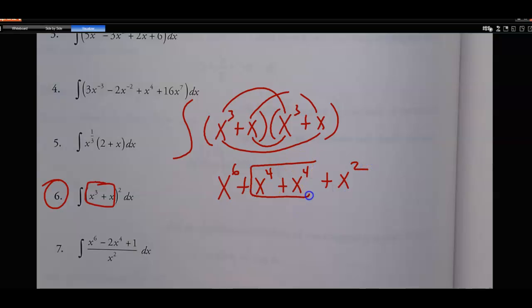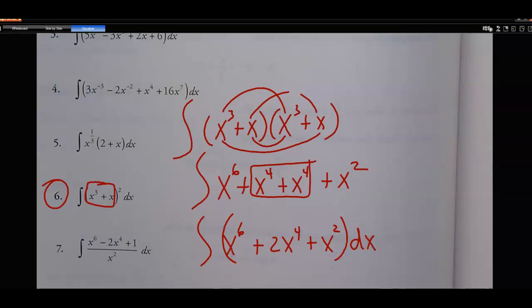And these two can be combined together, right? x to the 4th plus x to the 4th. So those ones can be written as 2x to the 4th, and then from there you're just going to go ahead and integrate it.